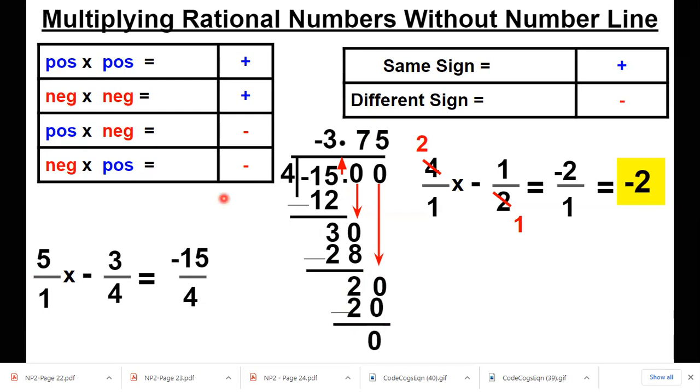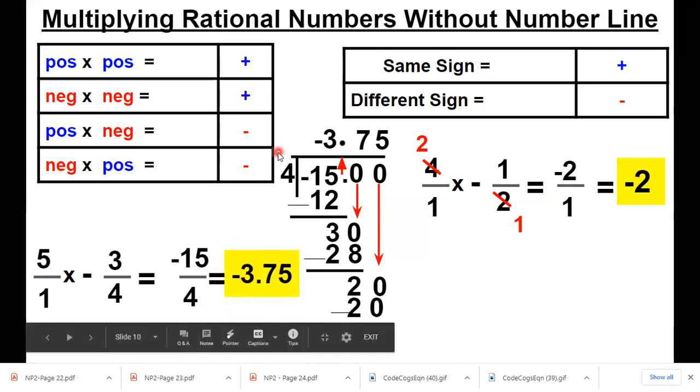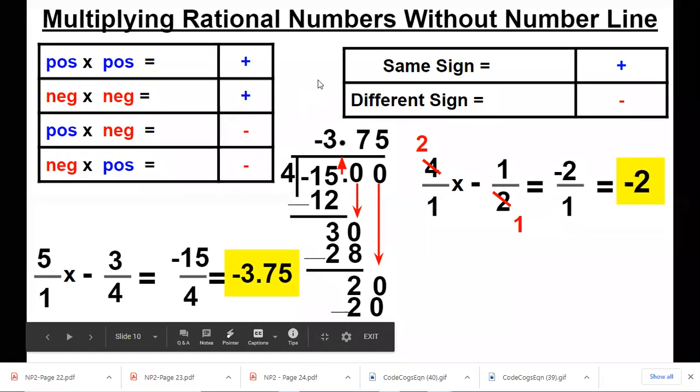So the true answer to this problem is -3.75. Why is it negative? Because I multiplied two different signs. So -3.75. There we go, our answer, -3.75.